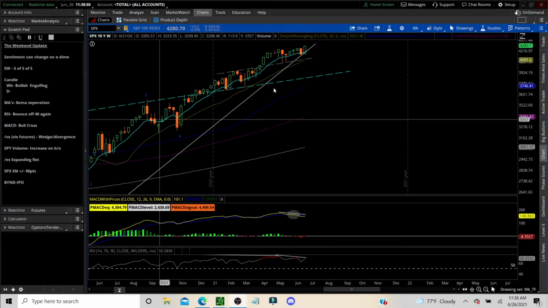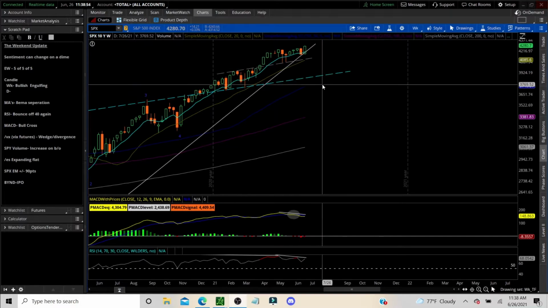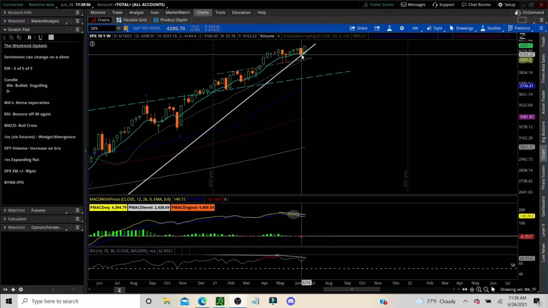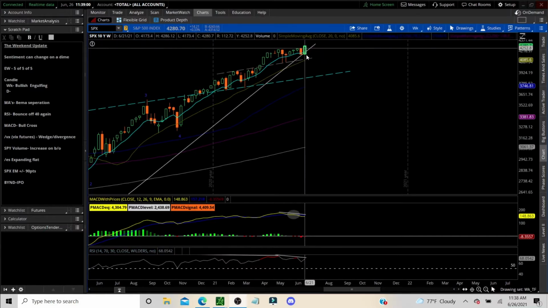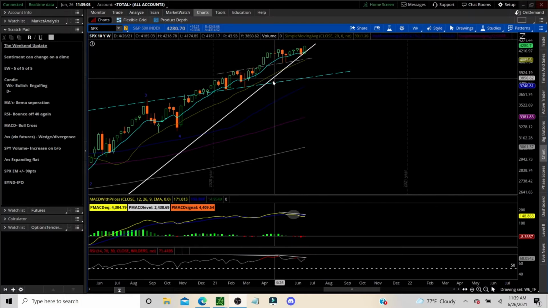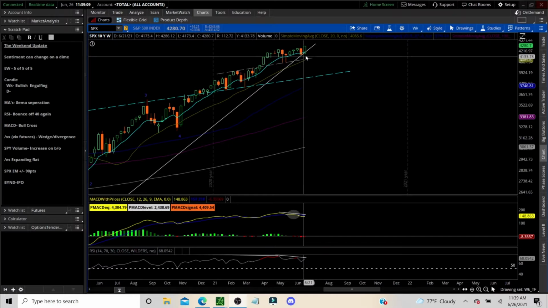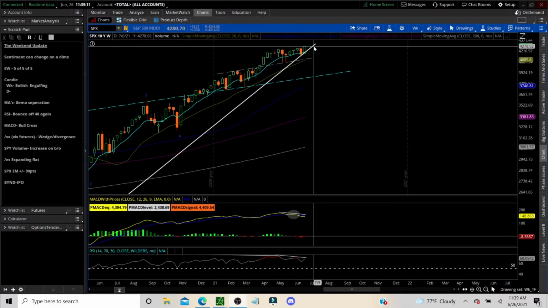We have SPX on the weekly. We named this "sentiment can change on a dime" because we had a bearish engulfing last week or the week before, and last week just straight back up off the 8MA. We also moved our pivot over now that we have all-time highs. Our trend line is fresh, and we're still bullish until proven otherwise.